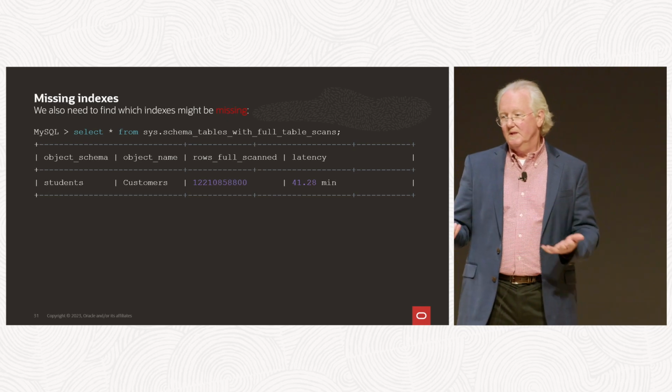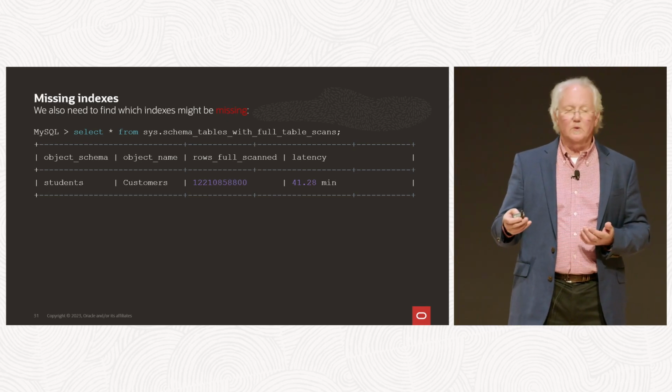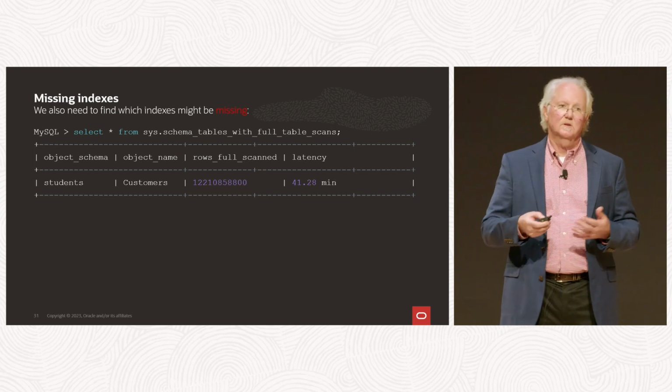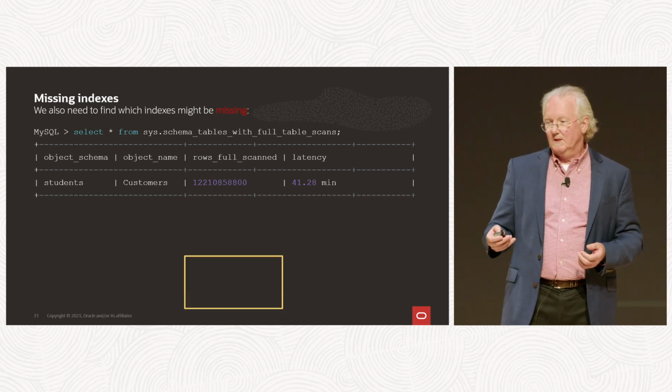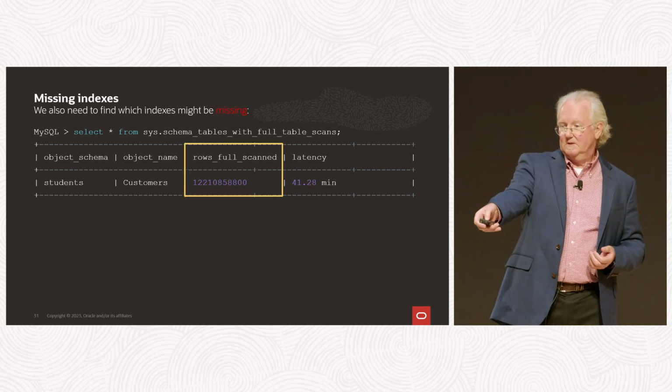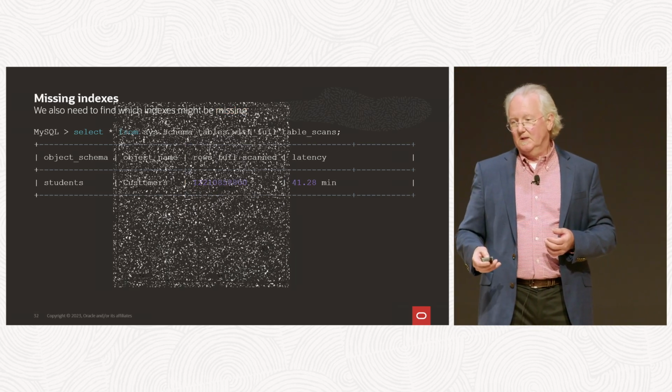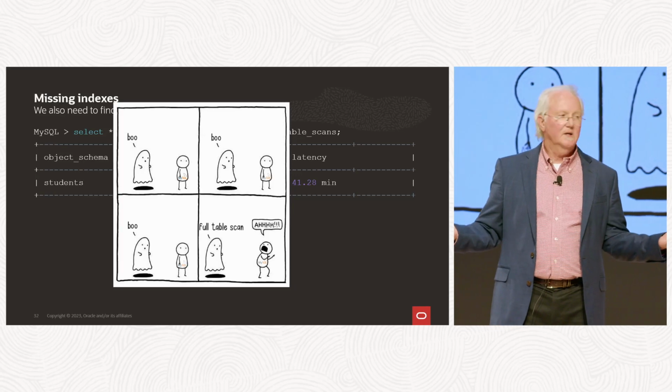We'll also see if we have missing indexes. The most common way to look is to look for full table scans. I've got a full table scan. That's a bad thing, right? It's scanning billions of rows. I'm obviously missing an index there, right? So that's really a bad thing.